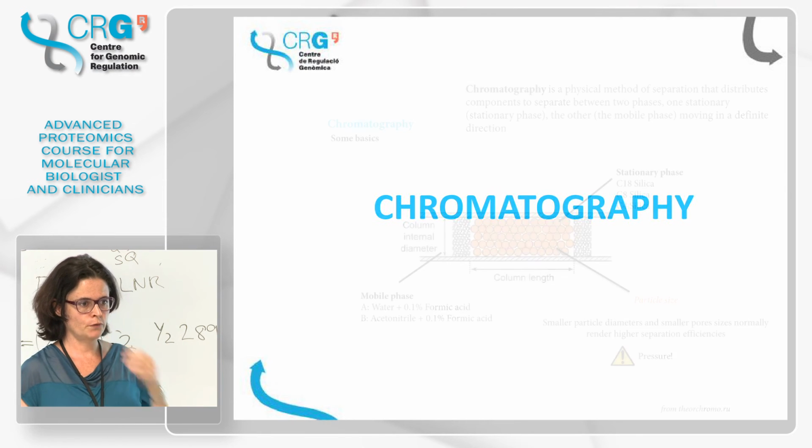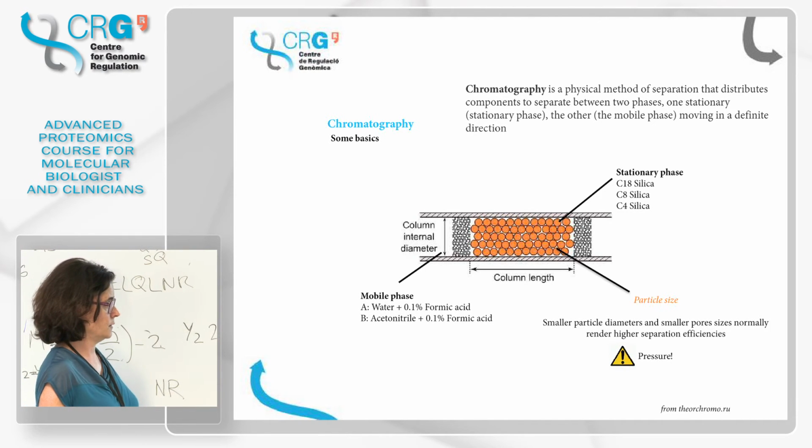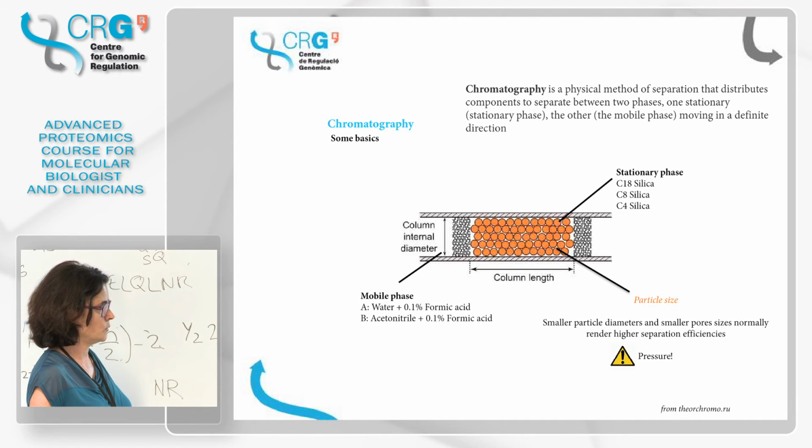Chromatography, I think most of you know what chromatography is. It's a method of separation that distributes compounds between a stationary phase and a mobile phase. So this is the schema of a column, with a stationary phase, a reverse phase, which can be different, C18, C8, C4. And this is the mobile phase.